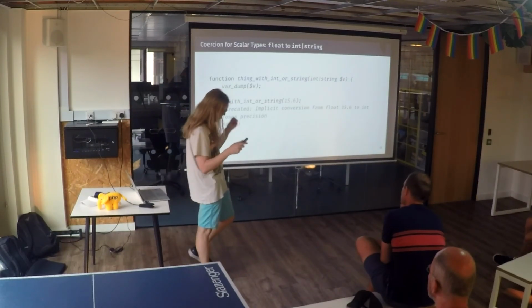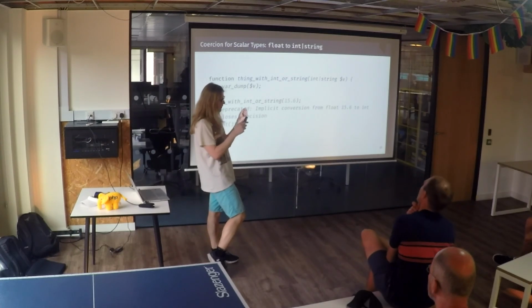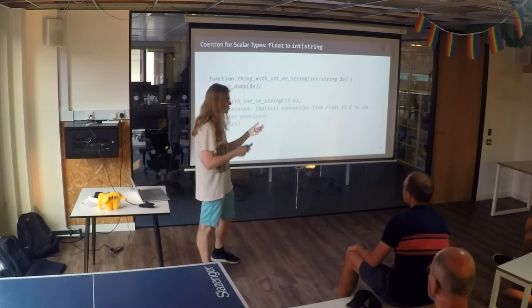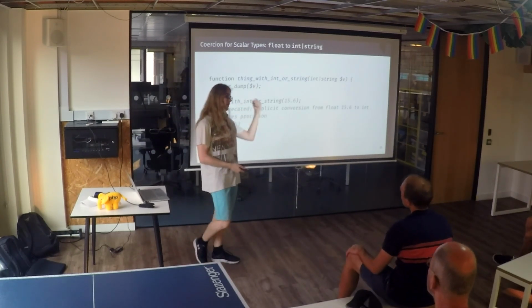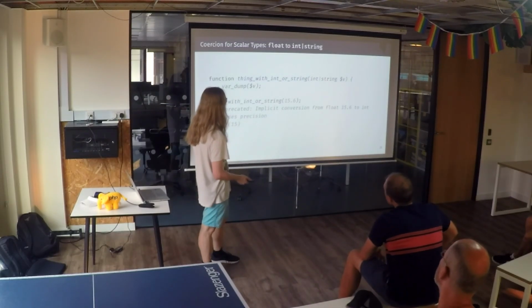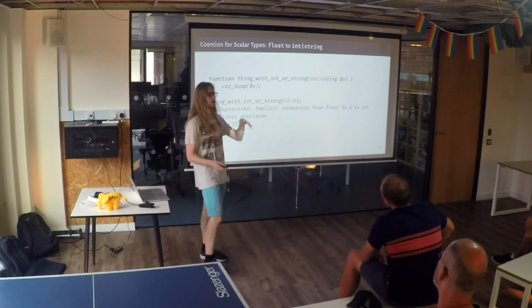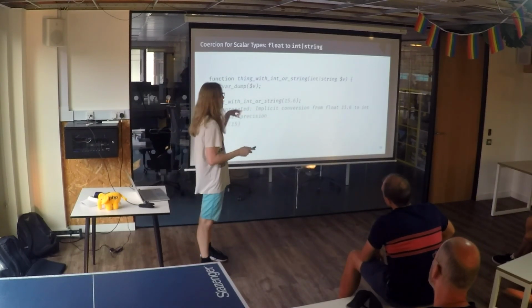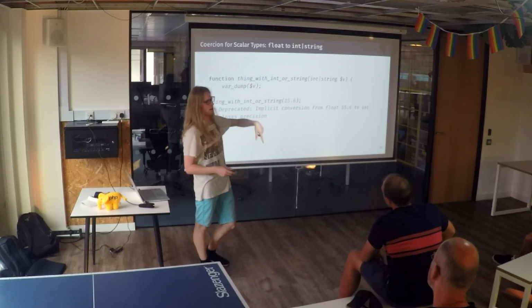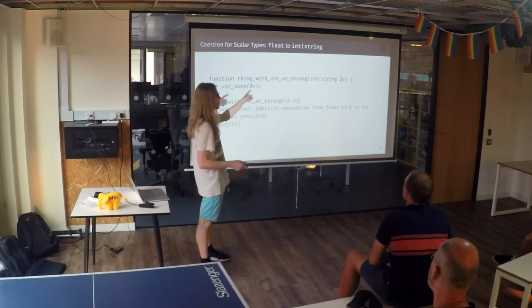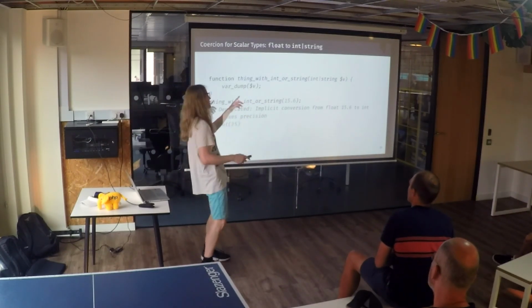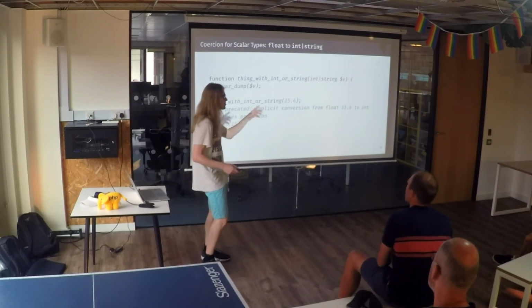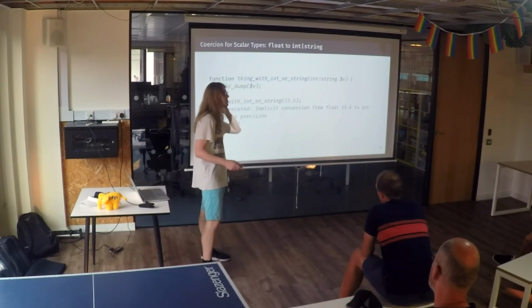This has a weird implication that if you have a function which accepts integer or string, and you pass it a float, currently it gets interpreted as an integer because it will just truncate the float to an integer. But the moment this becomes a type error, the float will get converted to a string. So if you ever have, I don't know why you would do this, but if you have code which does this, be aware of that.